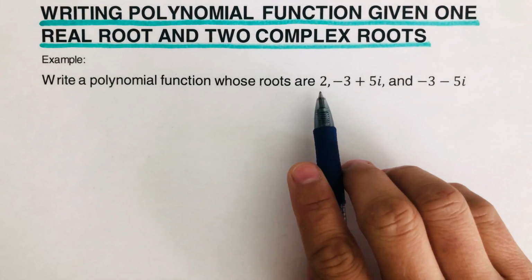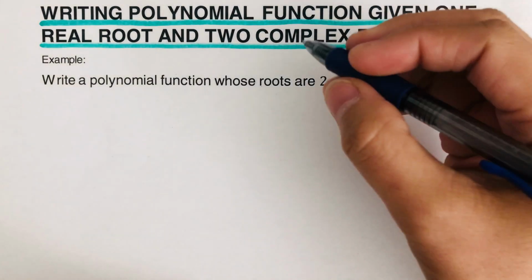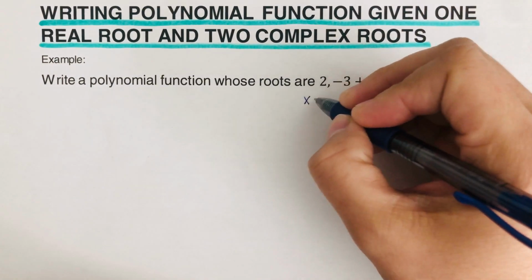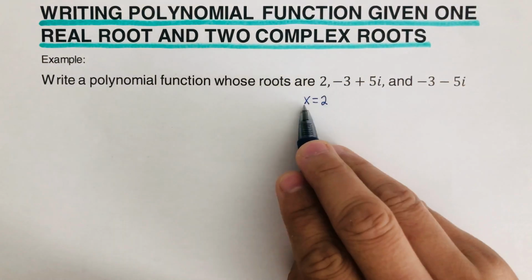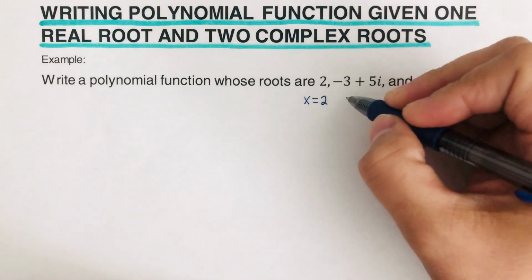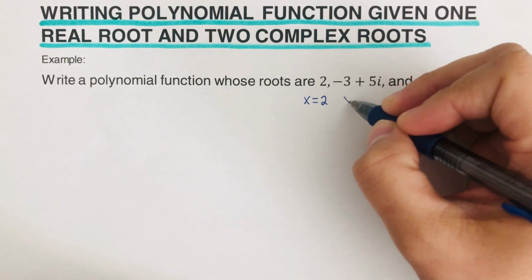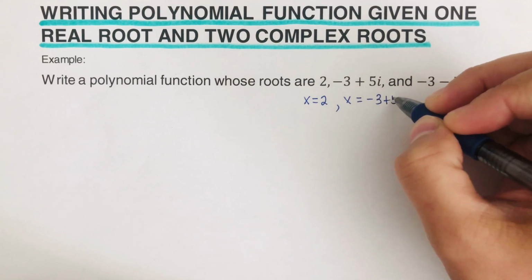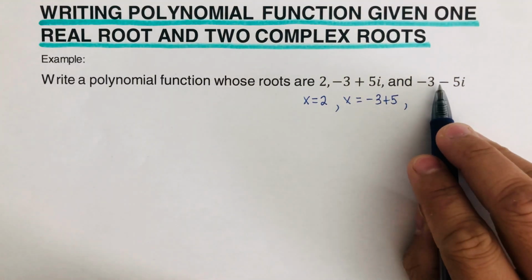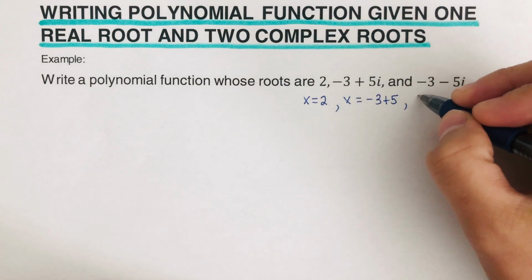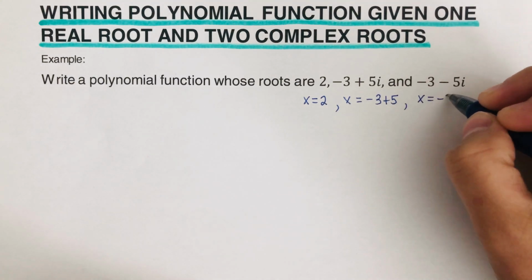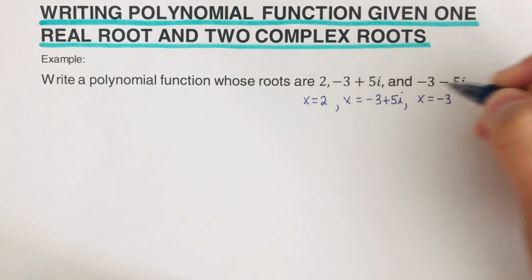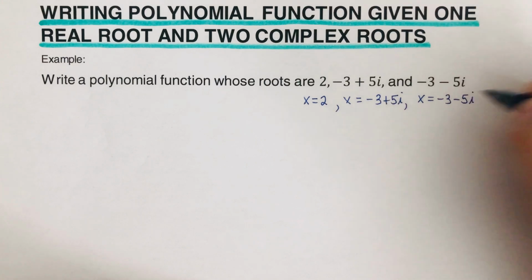Okay, so these roots that we have here can also be written as x is equal to 2. This one can also be written as x is equal to -3 plus 5i. And this other root can also be written as x is equal to -3 minus 5i. So we can rewrite that.